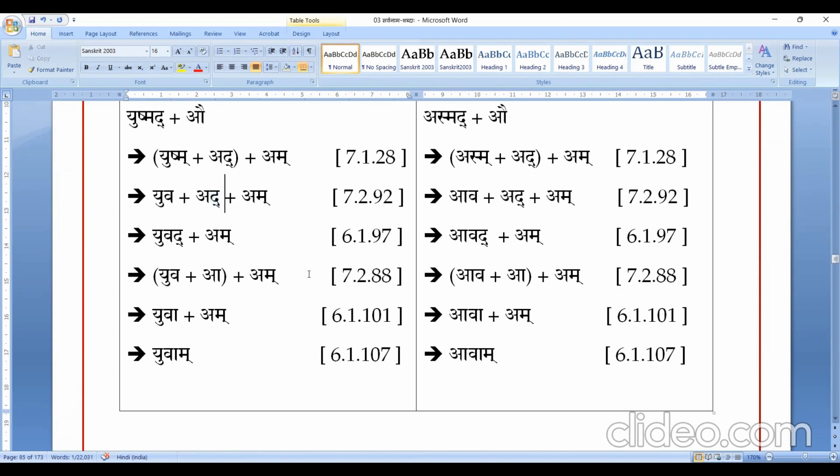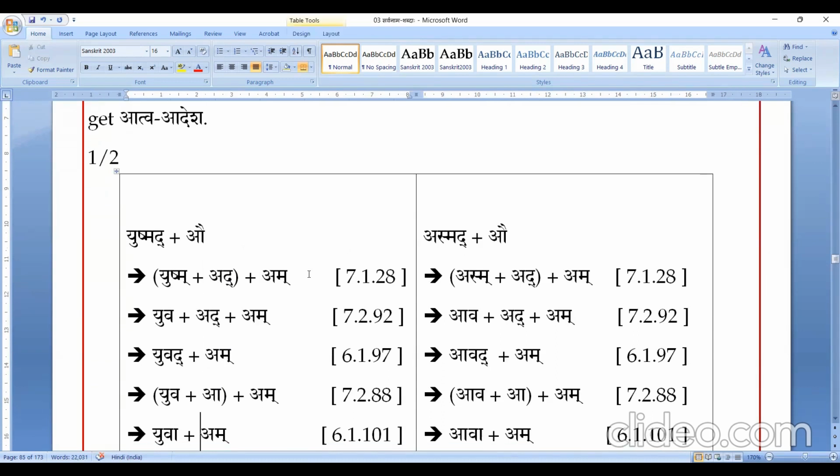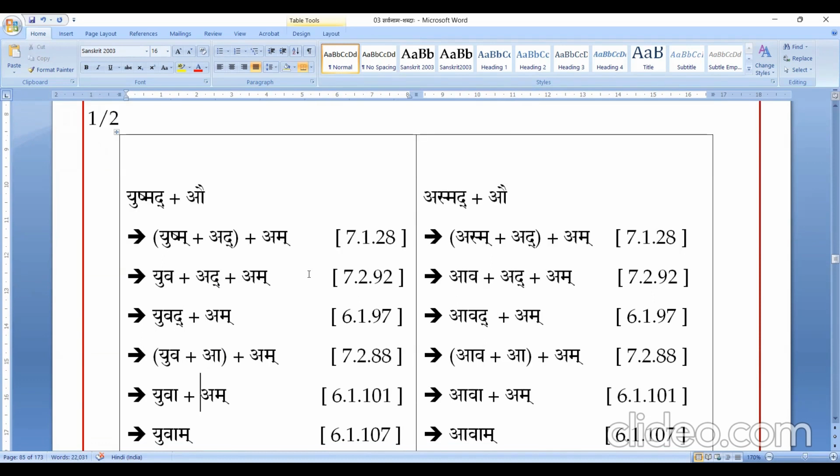This is Yuva plus Ad, Yuvad. In Atva Adesha, where is Ta? Dakarasya sthane akara adeshah bhavati. Okay, so here Pratama Vibhakti Dvivachana form. So we have only one method where Atva Adesha happens. So when Atva Adesha happens, there is no Antya Lopah, there is no Ti lopah. Therefore Dakara is replaced by A, therefore Yuvam, and Dakara replaced by Akara, therefore Avam.